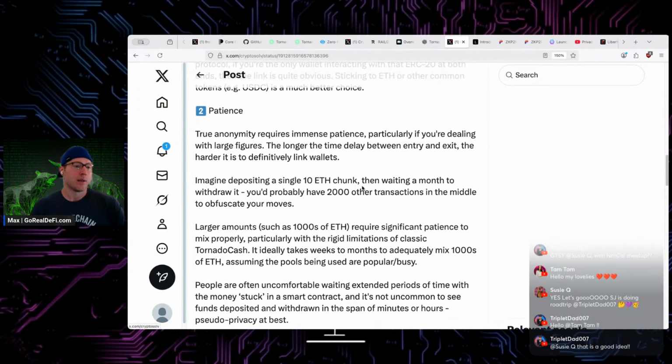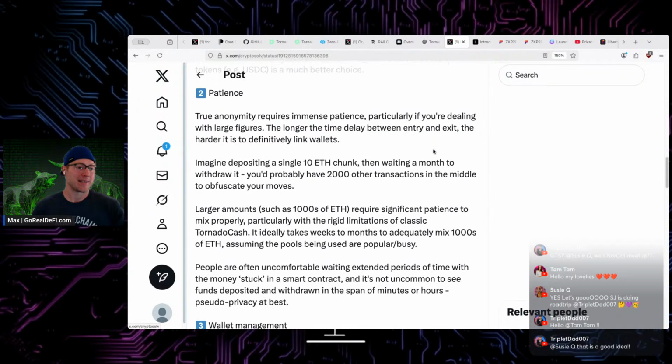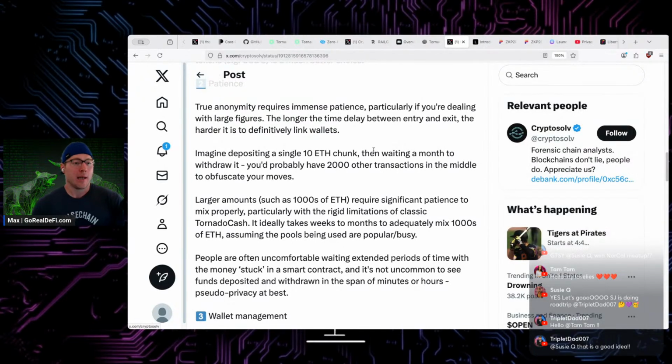2, patience. True anonymity requires immense patience, particularly if you're dealing with large figures. The longer the time delay between entry and exit, the harder it is to definitively link wallets. Imagine depositing a single 10 ETH chunk, then waiting a month to withdraw it. You probably had 2,000 other transactions in the middle to obfuscate your moves.